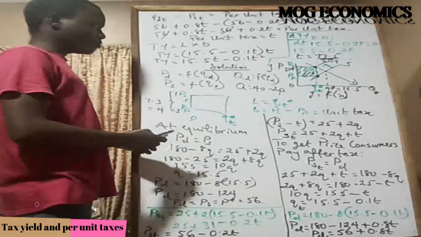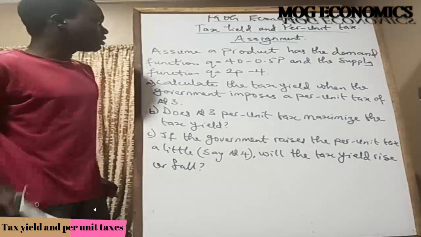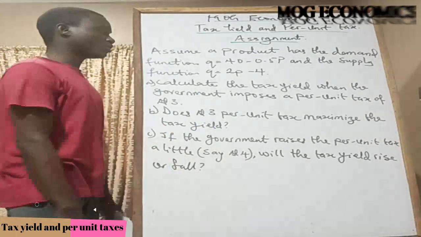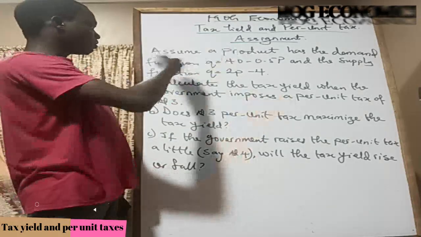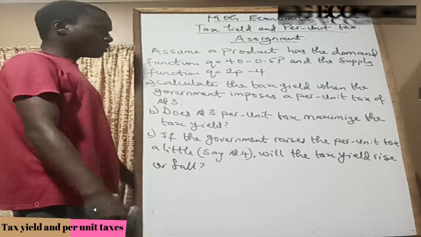So assignment now. Here's our assignment on the board. Assume a product has the demand function. So here you would have to change it to inverse demand functions when you start working, right? This, and the supply function is that. So here, calculate the tax yield when the government imposes a per unit tax of 3 naira.